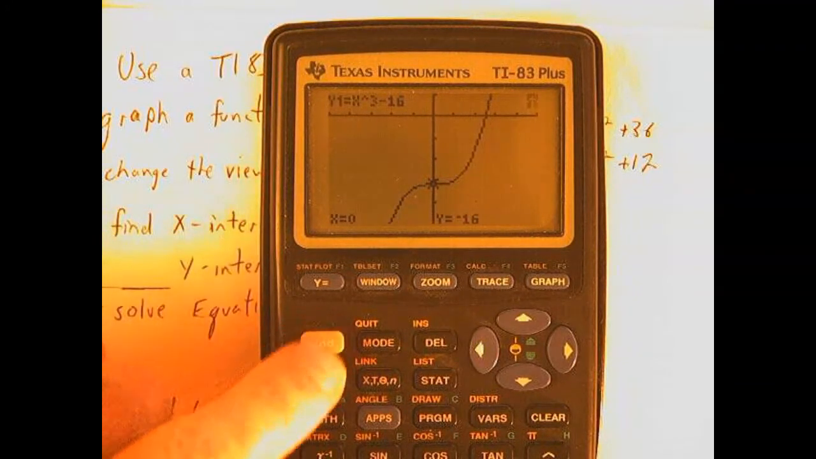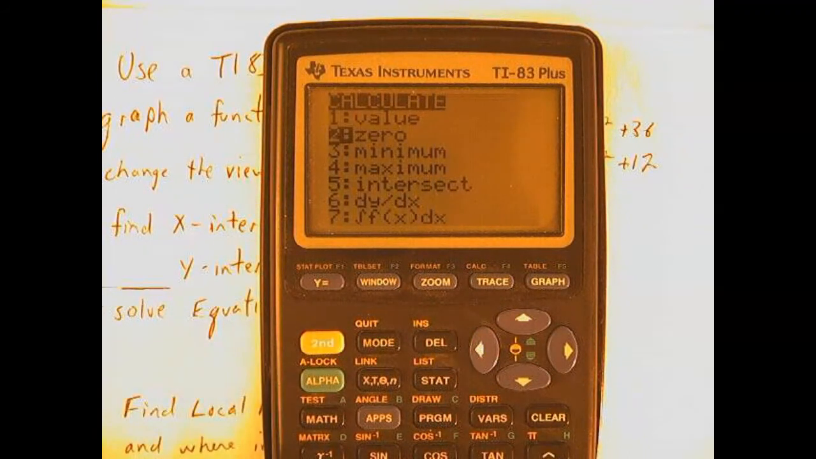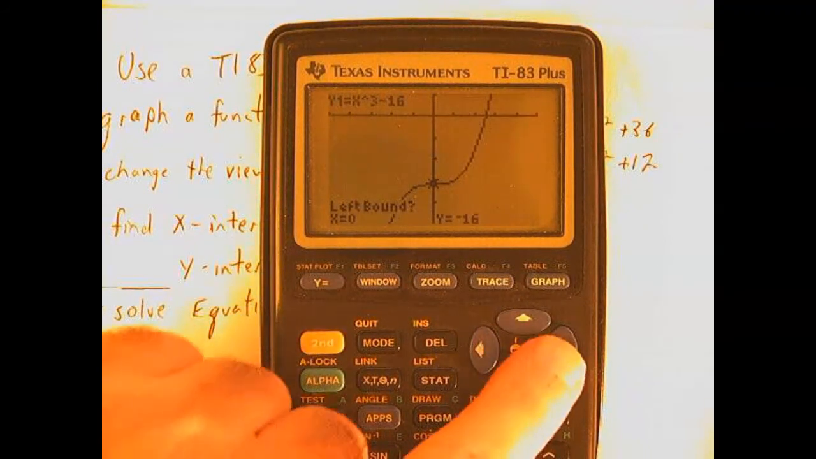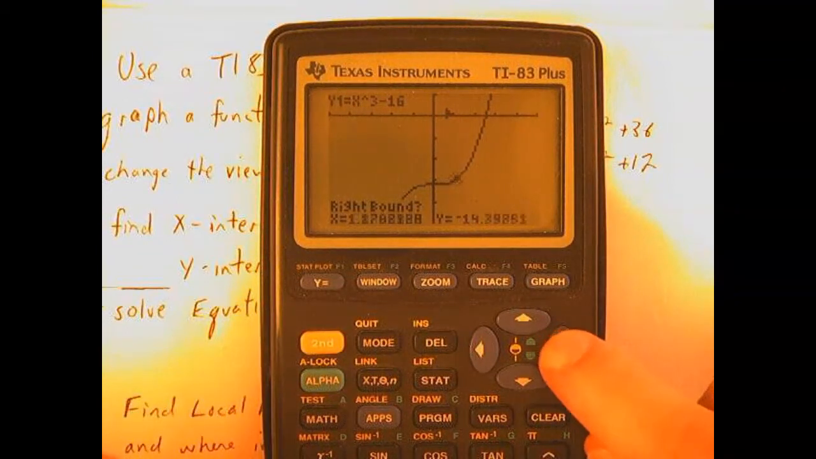So we're going to go to second calc, go down to the zero. This means y equals 0. And we have to be to the left of it, which we already are. We can be way to the left. It's okay. It's not going to change your answer, not significantly, not enough to notice. So hit enter, and it's going to give us something between there and, even though this graph only has one, you always have to go through this process.